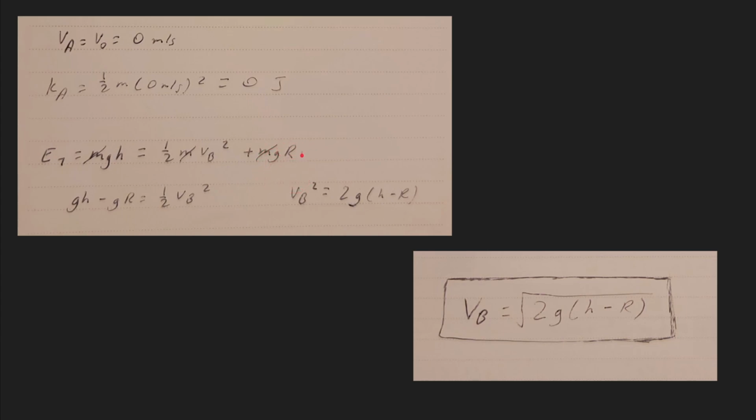Subtract over this gR. Now we have this equation here. Then multiply it all by 2, and then square root it. And we're left with our final equation here. Our velocity at point B is equal to the square root of 2g times (h minus r).